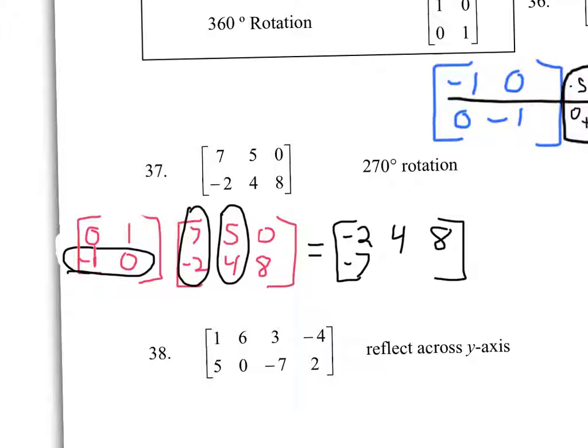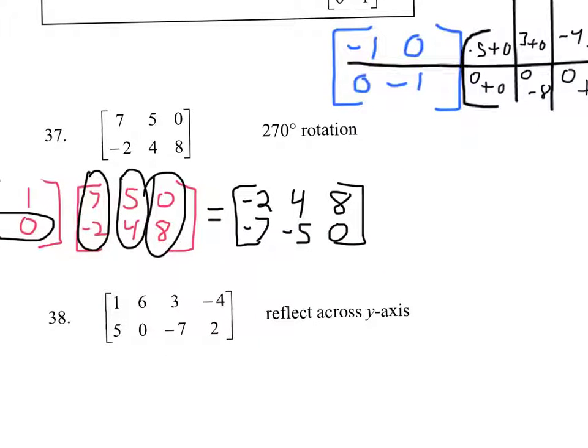Negative 1 times 5 is negative 5, and 0 times 4 is 0. So it's just going to be negative 5. Negative 1 times 0 is 0, and 0 times 8 is 0, so add those together and you get 0. So there is your answer. It's kind of harder to explain when you don't show as much work, but you could do that if you wanted.